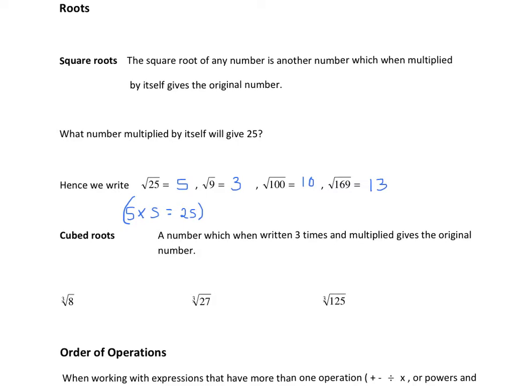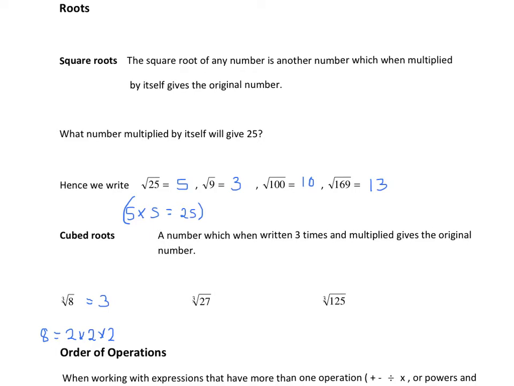Now, looking now at not square roots but cube roots. This is a number which when written 3 times and multiplied gives the original number. Well, we've looked at 8 before. You could rewrite 8 as 2 times 2 times 2. So 2 is written 3 times, 1, 2, 3, and multiplied. So therefore the cube root of 8 is 2.